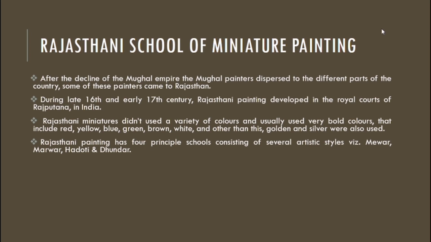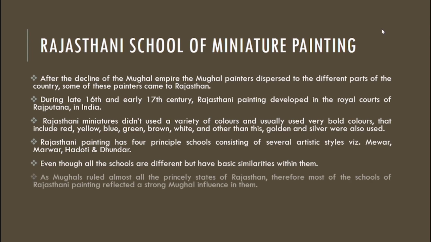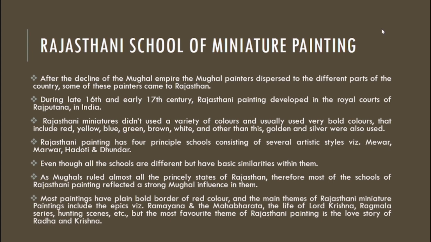As all the Rajasthani states were ruled by Mughals, we almost see a Mughal influence in most of the paintings. And there were a variety of themes in these paintings as well, like epics such as the Mahabharata and Ramayana, the story of Lord Krishna, Ragamala paintings, and hunting scenes.